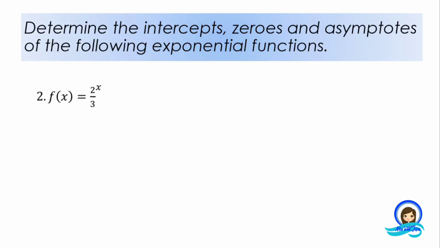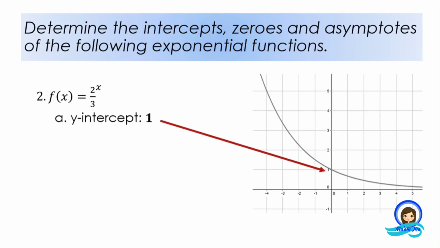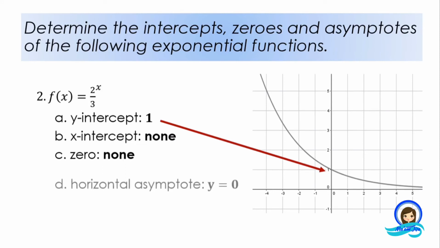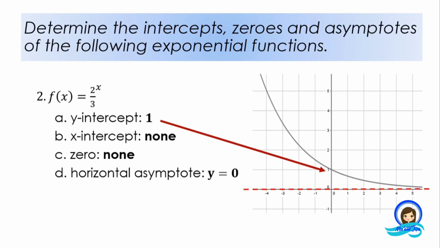And this is its graph. As you have seen, the graph crosses the y-axis at 1. There is no x-intercept as well as no zero. And the horizontal asymptote is the line y = 0. There is no vertical asymptote. Is it clear to you now? Let me present to you another example.